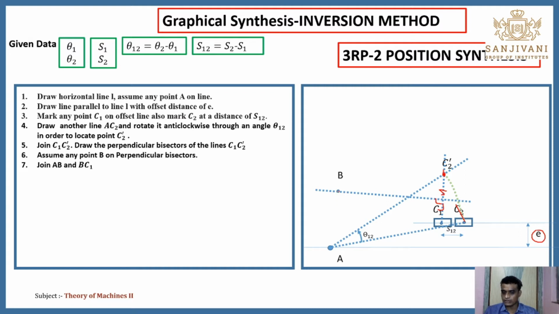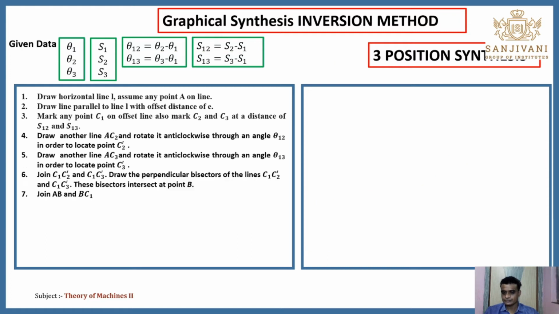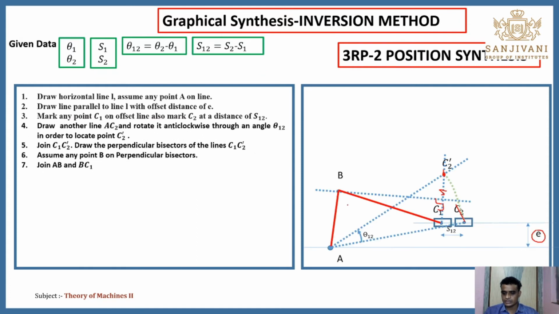Here you have to consider or assume any one point, which is B, and you will get this 4-bar mechanism, that means the 3R-P chain mechanism. AB is the crank, BC1 is the length of the connecting rod, C1 is the slider, and you need to measure these distances, AB and BC1. If we design this mechanism, when the crank rotates through an angle of theta 1, the position of the slider will be S1. When theta is equal to theta 2, the position of the slider will be S2.